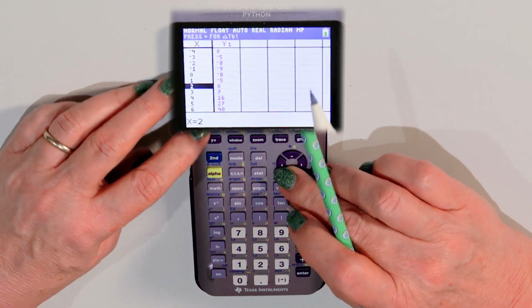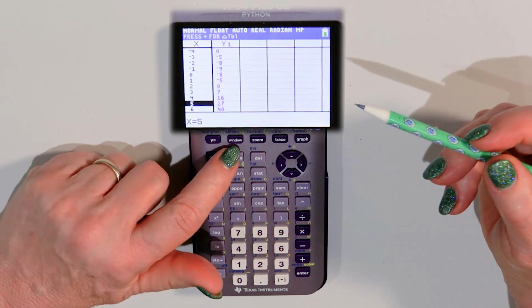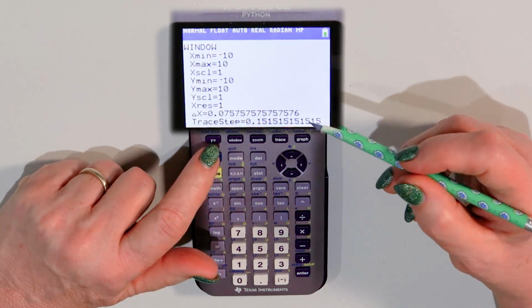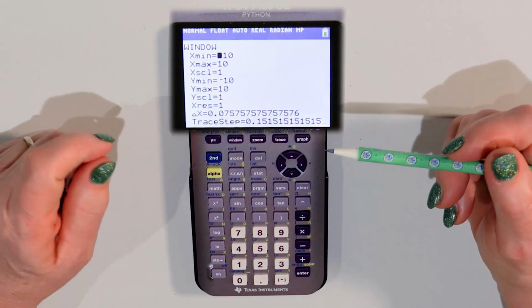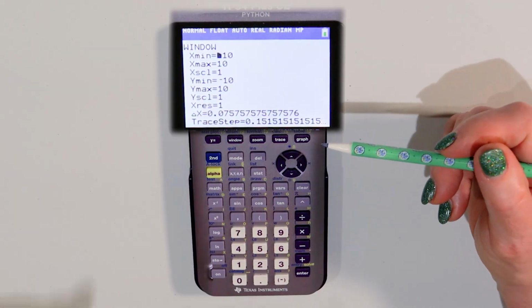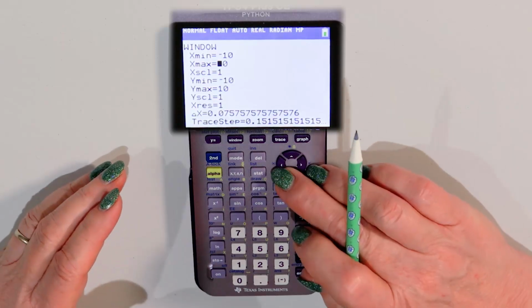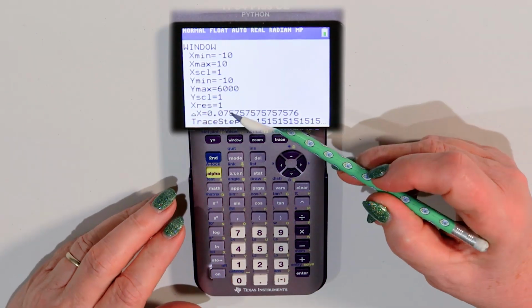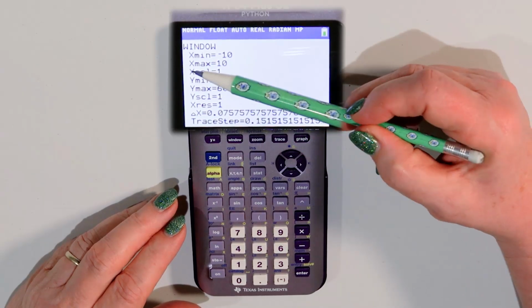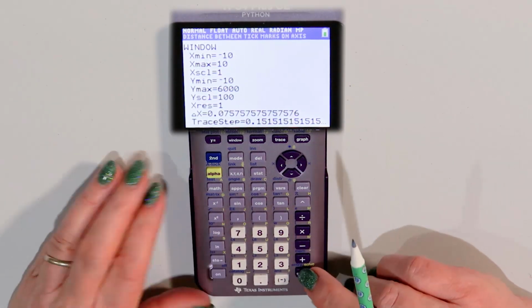But let's say I want to see something bigger. You can use these Y values to go, okay, that's where I need that Y to be. So I can go to my window and then change my X's and Y's. This is especially true when we're doing word problems and you might have maximums that occur in the thousands. So you can change your Y max to say 6,000. Now, if you were to do that, this Y scale or X scale, if I'm at 6,000, I want that scale to be at 100.